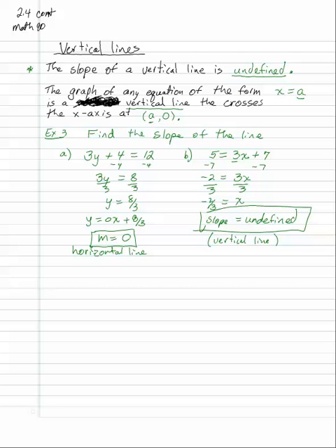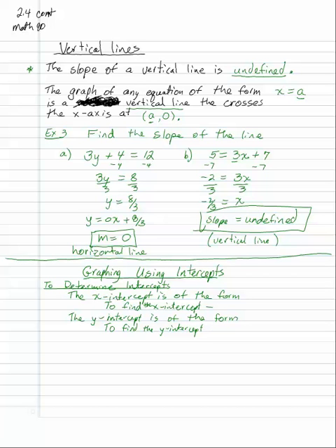So be careful. Make sure if you're asked for slope, you have to put it in slope-intercept form. If there's no y in the equation, then obviously you're not going to be able to get a slope-intercept form. And the reason is because then it's a vertical line.